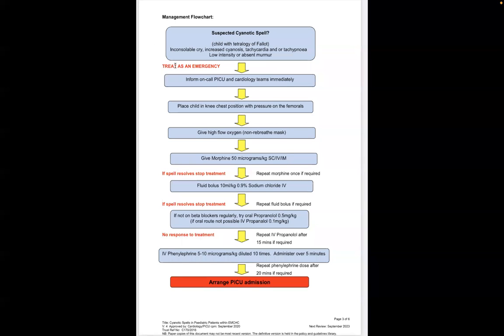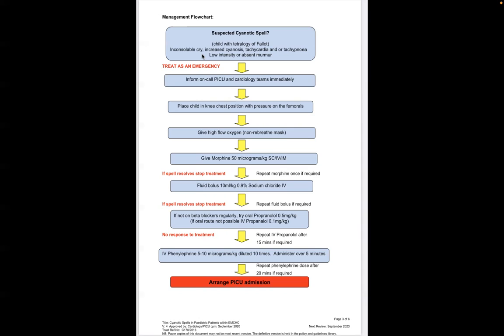Okay, this is the management of cyanotic spell. This is from one of the NHS websites. So suspected cyanotic spell, what do? Child with tetralogy of Fallot, inconsolable. Small children can present to you with inconsolable crying, increased cyanosis, tachycardia or tachypnea, low intensity or absent murmur.